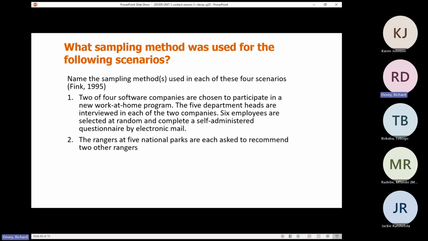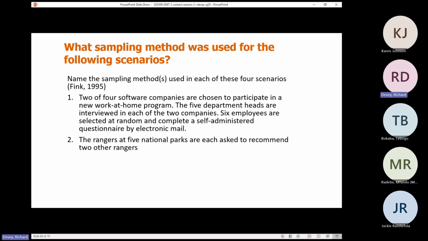Then the next component, the departmental heads, is the second unit of analysis, which is going to be targeted. All 5 heads are interviewed, so there's no real sampling there. Once you've got into the 2 companies, all the heads are interviewed. And then the 6 employees are selected at random, so there's probably a simple random selection going on there.